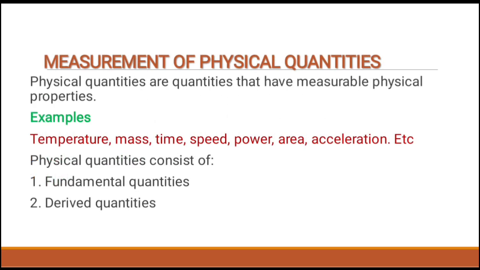So what are physical quantities? Physical quantities are quantities that have measurable physical properties. Examples include temperature, mass, time, speed, power, area, acceleration, velocity, etc. And these quantities can be classified into two categories. The first one is fundamental quantities, and the second one is derived quantities. So let's discuss what fundamental quantities are.